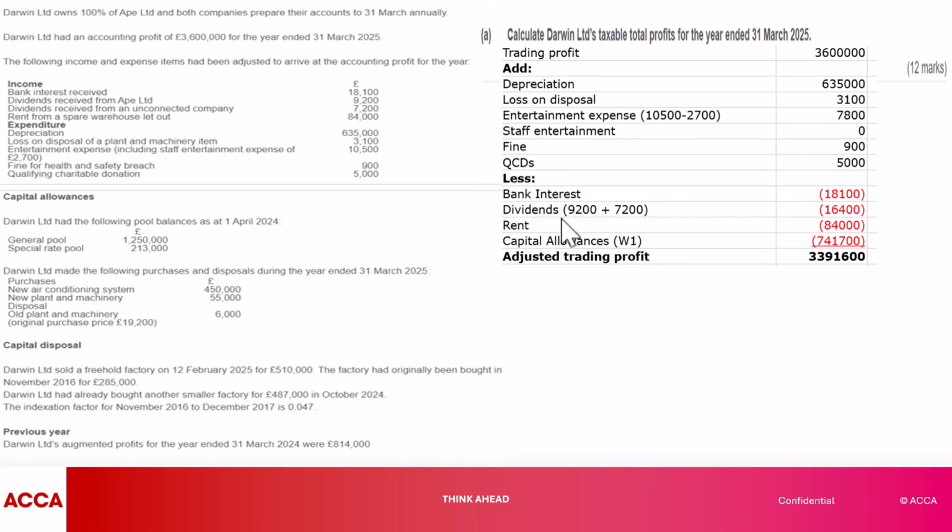Dividends are also removed because we don't consider them as part of trade profits, nor do we even consider them as part of taxable total profits. Though there's one that will be considered under augmented profits, which we shall see. Rent is also added back because this is considered under property income, okay? Under property income and not under trade income. Then we have the capital allowances, and I give a working here.